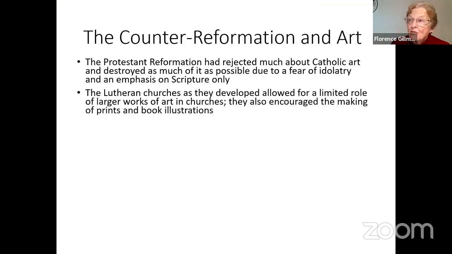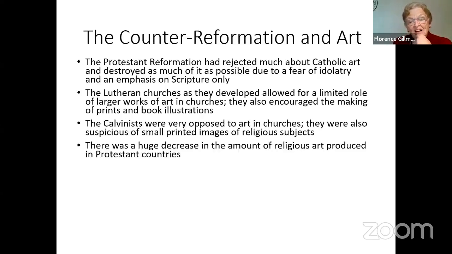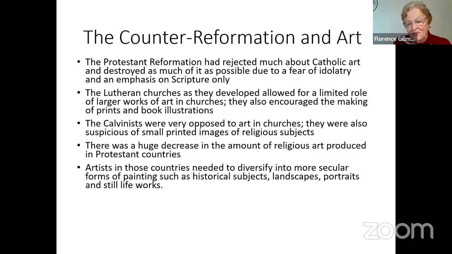On the side of the Reform, the reason to reject art was this fear of idolatry. And that led, as we've looked at in other subjects, to a huge decrease in the amount of religious art. If we were talking about Rembrandt, it would be very interesting to point out how Rembrandt's work changed very quickly, and how he painted different subjects in the period of the Counter-Reform. So artists had to diversify. They moved into historical subjects, they moved into landscapes, they did portraits, they did still lifes, and so on.